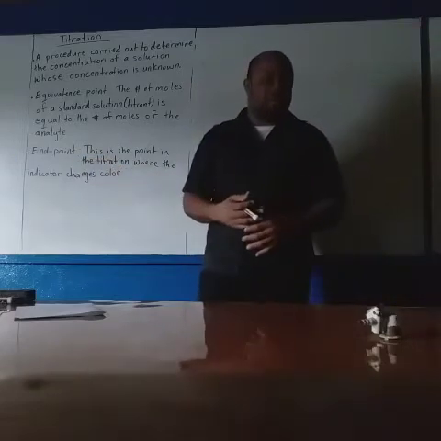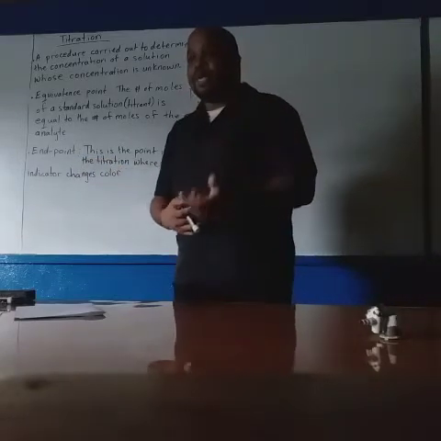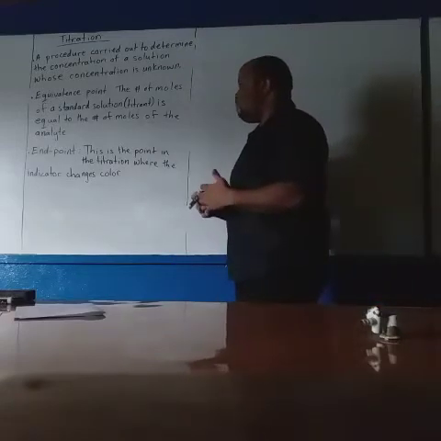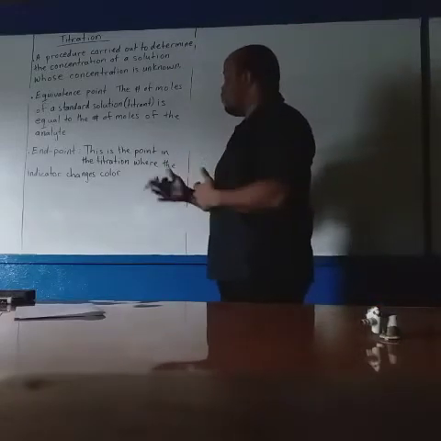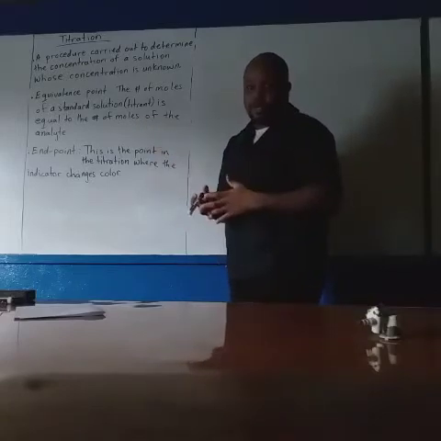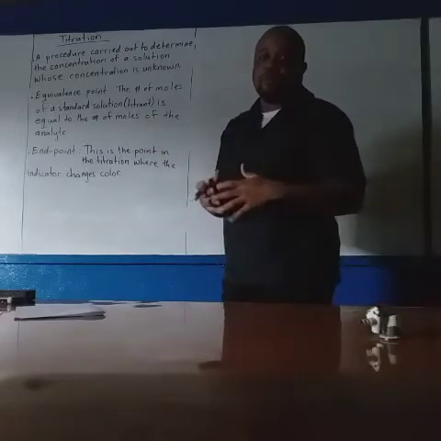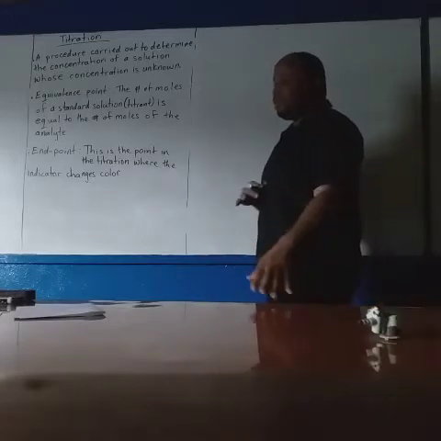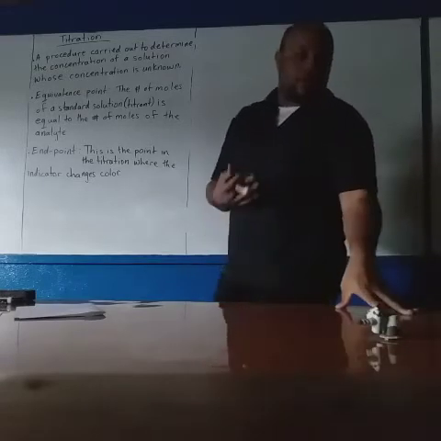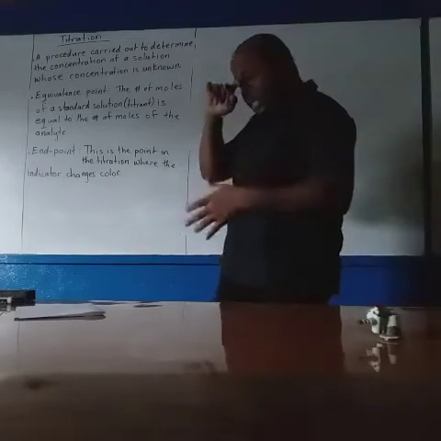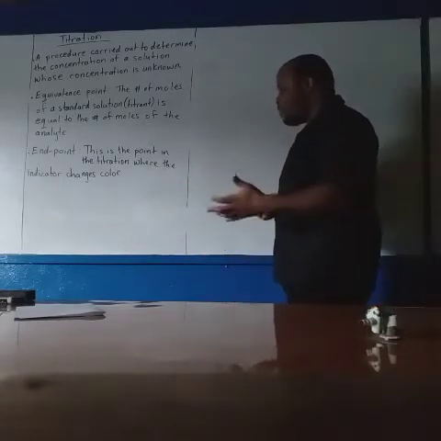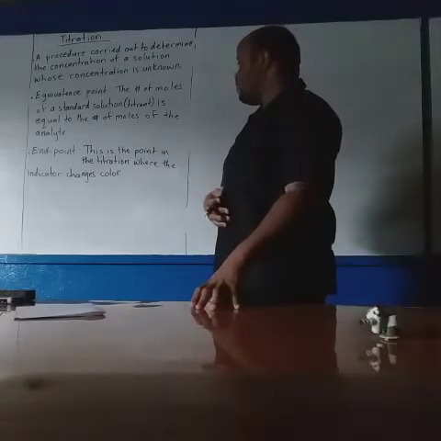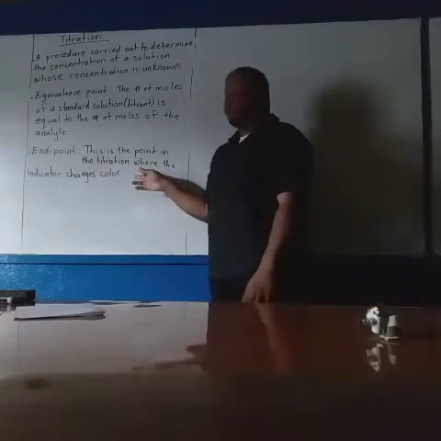When you are doing the titration, remember your acid is colorless, your base is colorless. So how will you know when they have neutralized each other? How will you know when both of them are equal? Because that is where you have to stop the titration. Once they become equal, you stop it. But if the two of them are colorless solutions, you will need an indication, a pointer, to say that they have neutralized each other. That is where the end point comes in.